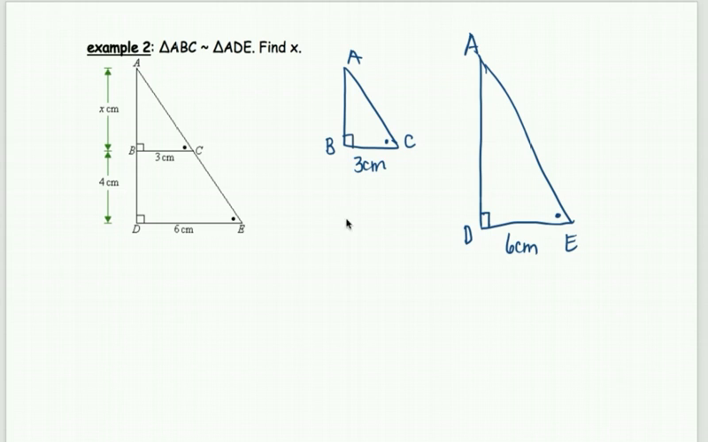Okay, but then here's the tricky part. So this side here of the little triangle is called x, okay? We don't know what it is. We have to find it, okay? Find x. All right, but the big triangle here, okay, so if you were to cover up and ignore the little one, the big one here is x, and then it goes 4.